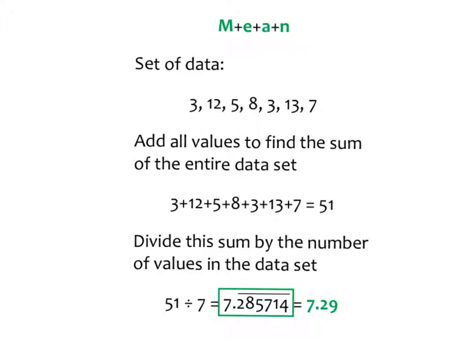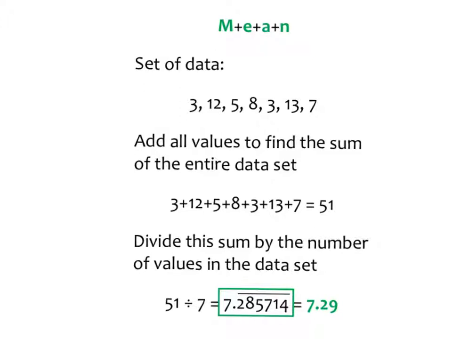So here's how we would find the mean of the data set that we received in response to the question about the number of hours we played Fortnite. The set of data looked like this: 3 hours, 12 hours, 5 hours, 8 hours, 3 hours, 13 hours, 7 hours. There were 7 different responses. First step is to add all the values to find the sum of the entire set of data. When we do that, we get 51. We now divide this sum by the number of values in the data set. There were 7 individual responses.